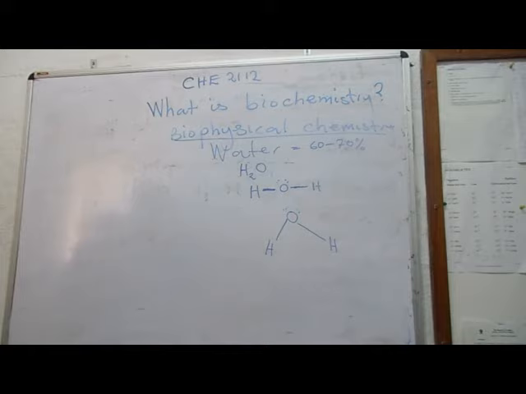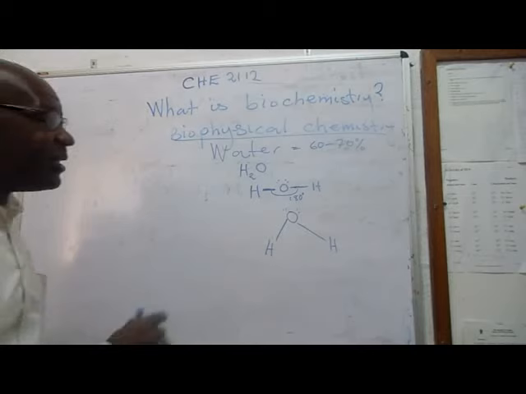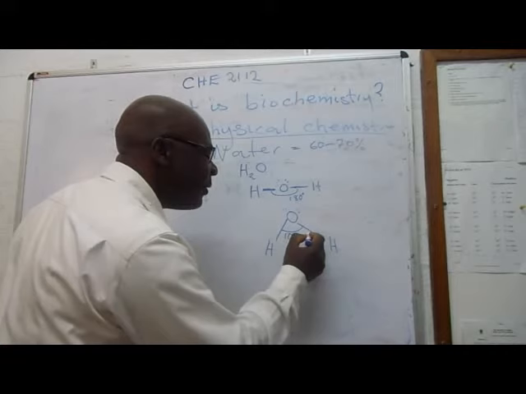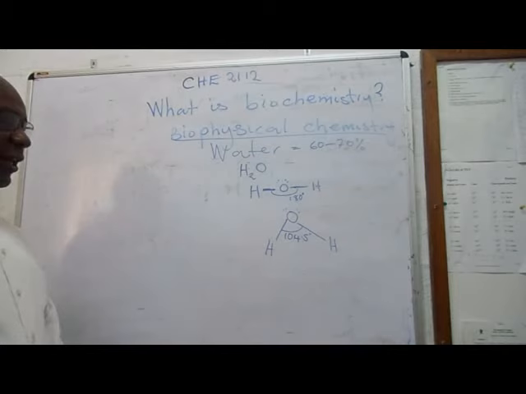So you do not have 180 degrees between the three elements, hydrogen, oxygen, and hydrogen, but instead you have an angle of about 104.5 degrees, slightly less than the 109.5, the typical bond angle of tetrahedral molecules.